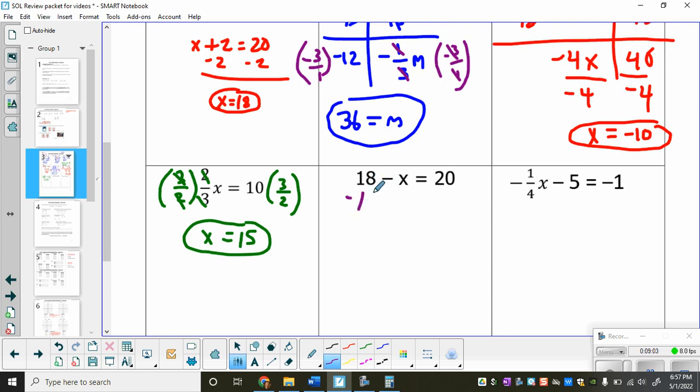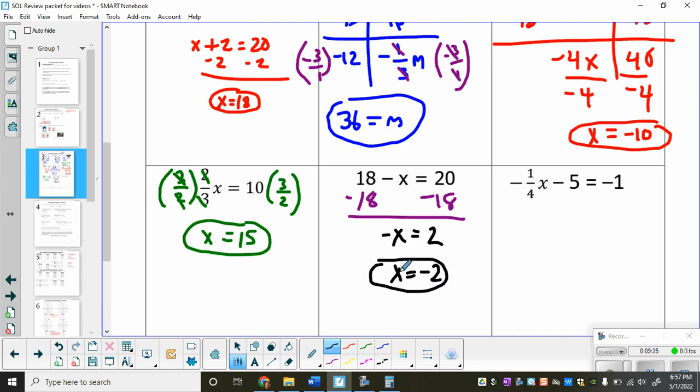If we subtract the 18 on both sides, we have a negative x. Don't forget about the negative with that x. And over here, 20 minus 18 is 2. So we're saying the opposite of x is 2, which means x has to be negative 2, because the opposite of negative 2 is 2. So here, we can see that the answer is that negative 2 that we just predicted. And when we plug it in to check, you guys know that when you subtract a negative, that turns into addition. So then 18 plus 2 becomes 20, so we're all good to go.